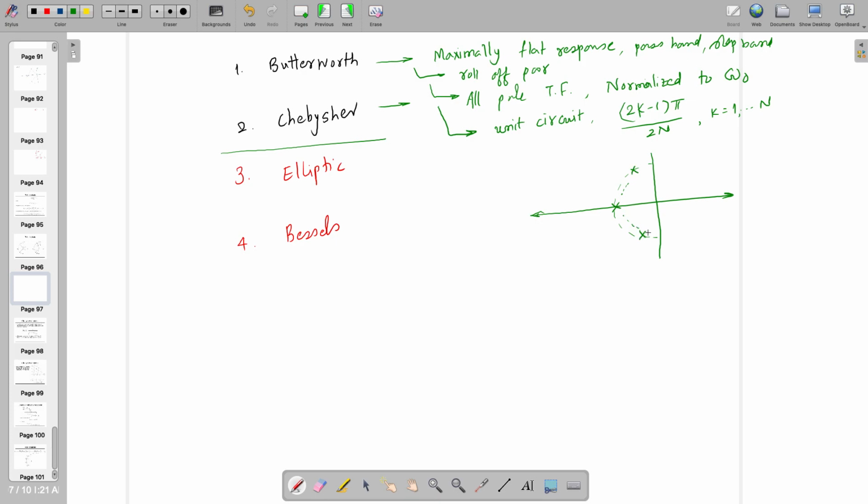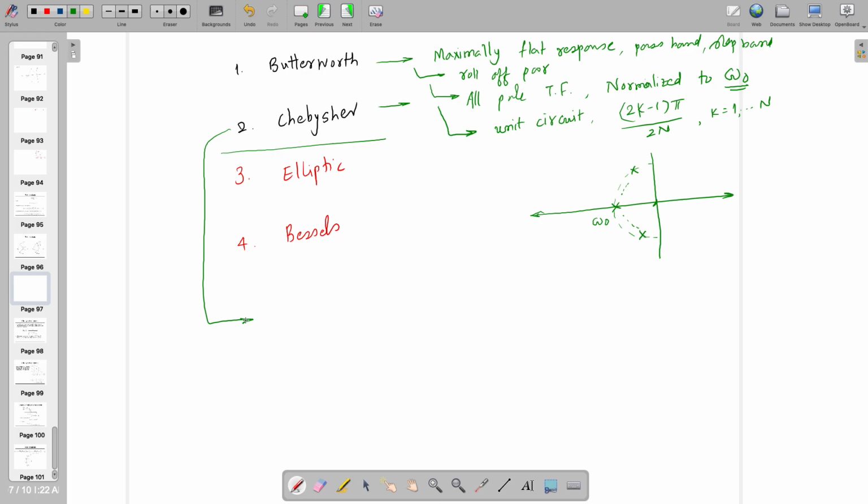As many numbers, you will have only poles, and they will be exactly on the unit circle. But if you are not normalizing to omega 0, you can see here the circle's radius will actually be omega 0, right? So it's up to you how you define the equation, and this will give you a better answer. Now Chebyshev is the next approximation.